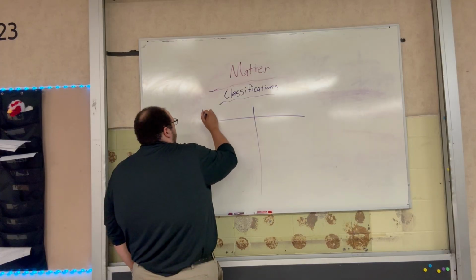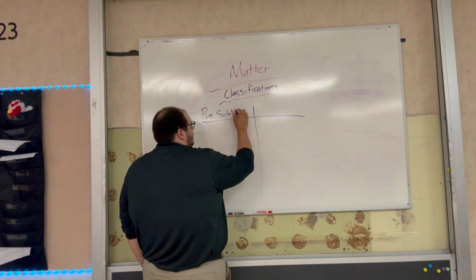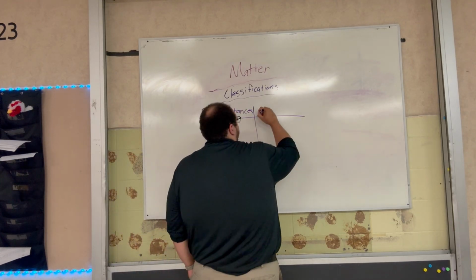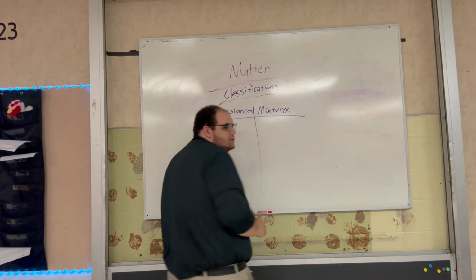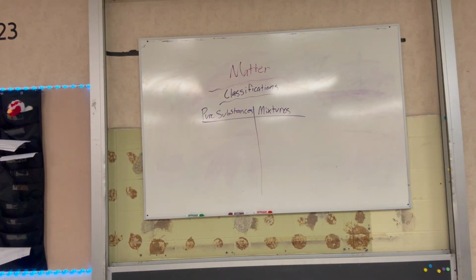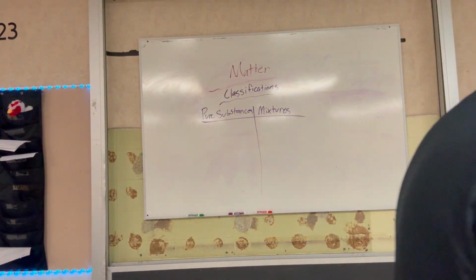In the left-hand column, we're going to have the words pure substances. I guess it's two words, but you get the idea. In the right-hand side, we're going to have mixtures. Those are the two categories that we can put any piece of matter into. But here's the thing, those aren't specific enough for me. I need to further break them down.